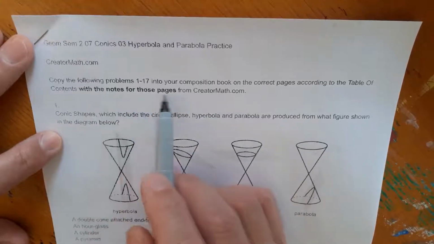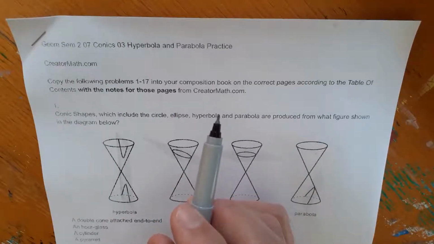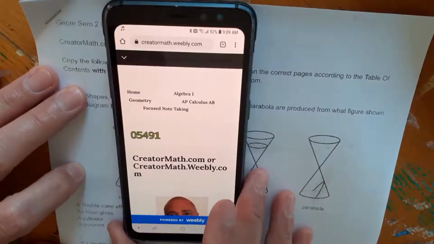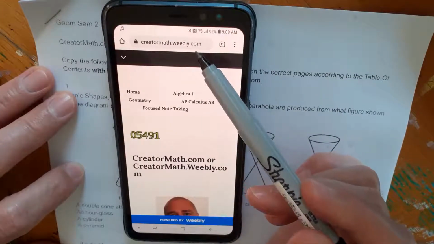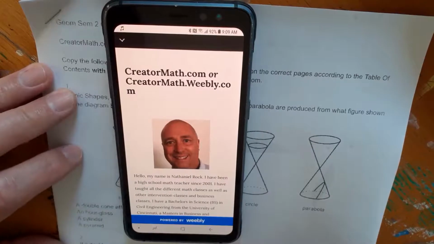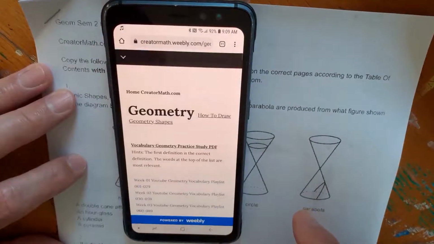And the other thing is, I'm going to show you notes right now on creatormath.com. I already have it up here. You might have to put in creatormath.weebly.com when you search it on Google. This is what the home page looks like. We're under the Geometry tab. That's where all the notes for geometry are.